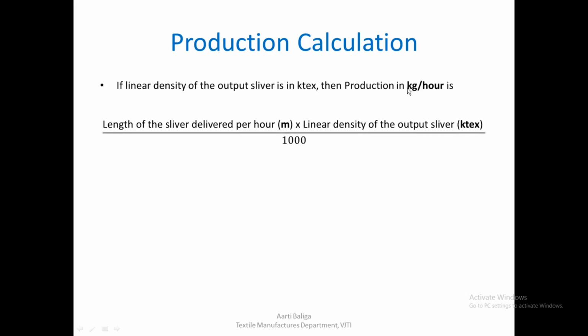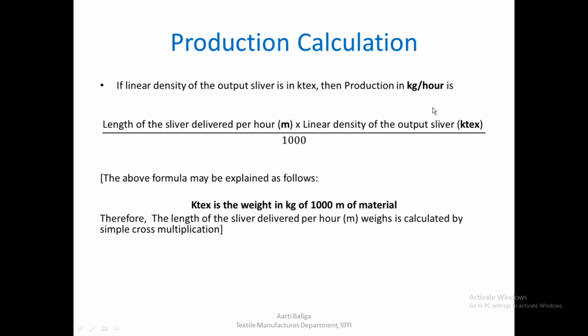So for that I will require two data. One is the length that is delivered by the machine in meters, and the second data that I require is the linear density or the thickness of the output sliver, which would be in kilotex. If I have this in these particular units, I will get directly the answer in kgs per hour. So this would be the formula for me.